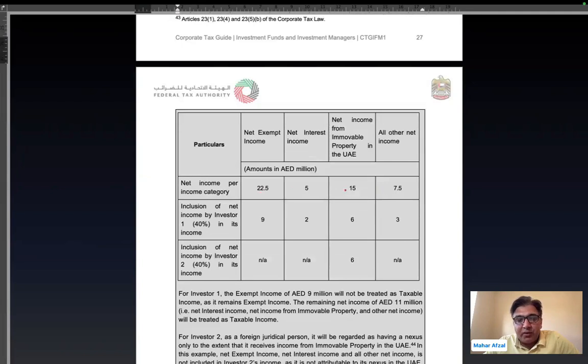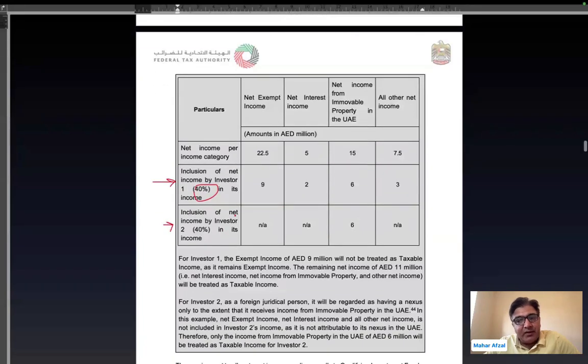This total is overall 50 million. A is holding 40%: 22 into 40% is 9, 5 into 40% is 2, 15 into 40% is 6, 7.5 into 40% is 3. Investor 1 is a resident juridical person. This is a non-resident person. Once this is a non-resident person, then the inclusion of net income by investor 2 at 40% is not applicable. Not applicable in the UAE, 6 not applicable.